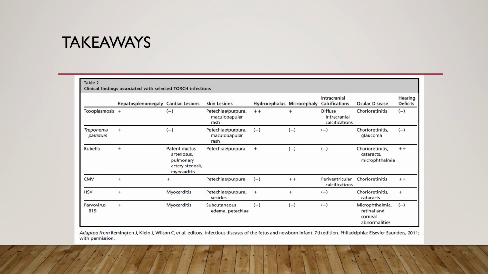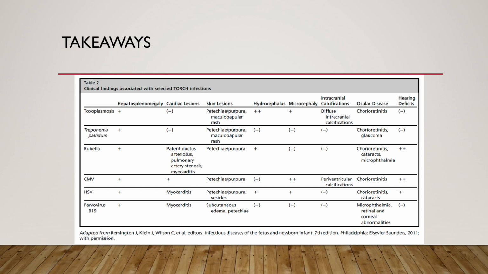We have now covered all of the organisms that cause TORCH infections. The last slide has a nice table with takeaways of the most common findings in each infection. As you can see, many of these infections have similar sequelae. The way that you'll remember them is by the specific unique sequelae that usually occurs with that infection. For example, toxoplasmosis is the only disease in this chart that presents with diffuse intracranial calcifications. And again, toxoplasmosis causes local calcifications due to tissue necrosis, so this would make sense.